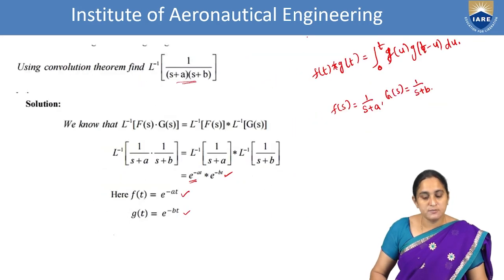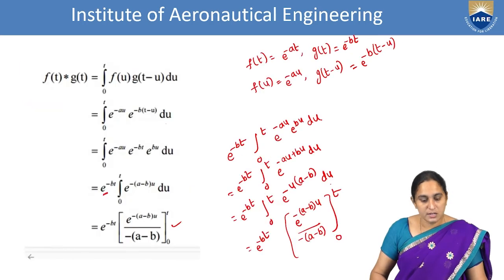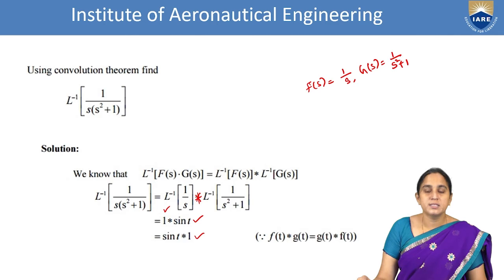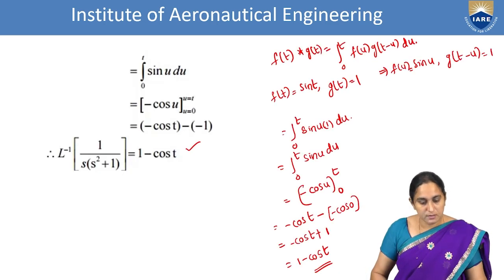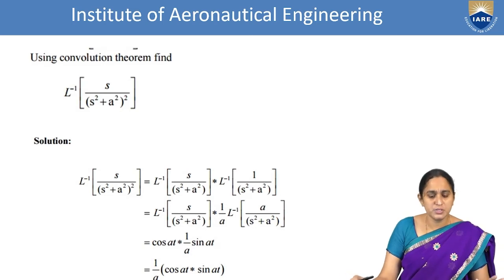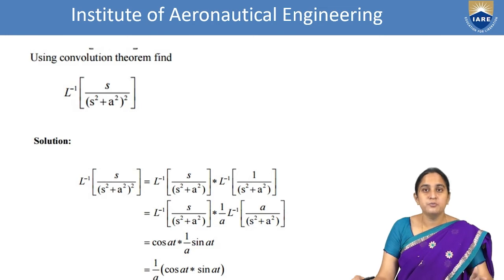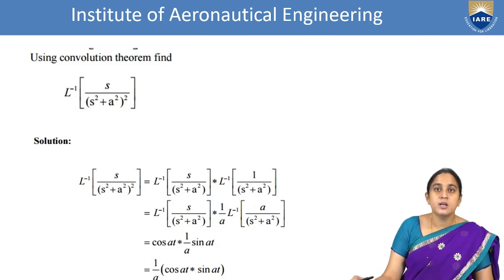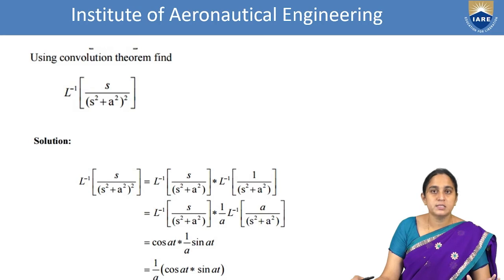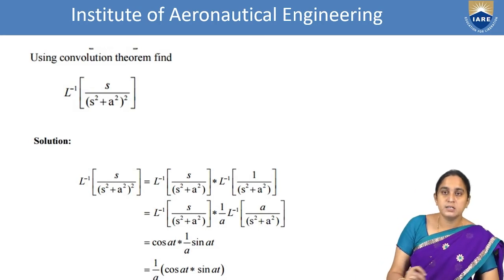Now, we discussed two questions. First one is Laplace inverse of 1 by (s plus a) into (s plus b). And the second question, Laplace inverse of 1 by s into (s square plus 1). And the third question, once you observe, compared to the last two questions, it is very difficult. Why? Because using the convolution theorem for Laplace inverse of s by (s square plus a square) whole square, the numerator in the last two questions was directly 1. But here, in the third question, the numerator is s and the denominator is (s square plus a square) whole square. That is why it is very difficult.